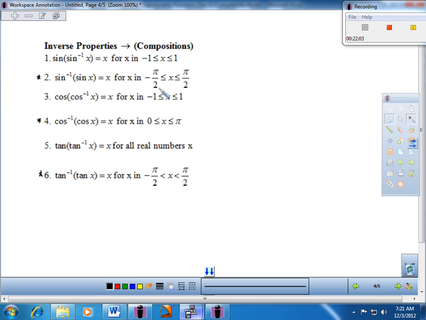There's your restricted interval for sine, everyone, from negative pi over 2 to pi over 2. Look at cosine, everybody, the fourth one down, from 0 to pi. And everybody look at tangent, the last one down, from negative pi over 2 to pi over 2. These intervals should match up with everything we've talked about.